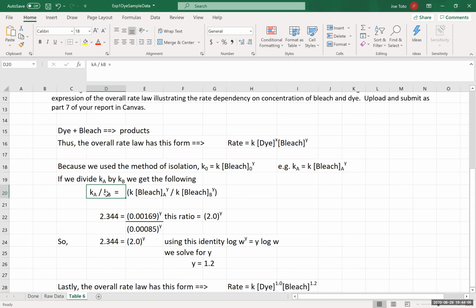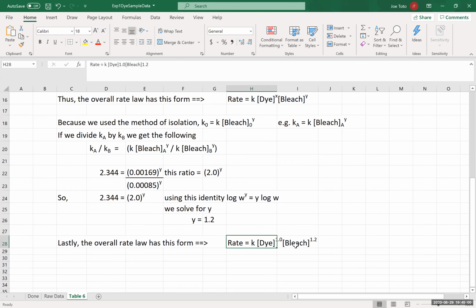So if I take the ratio of A, which is defined like this, Ka has to equal this K back here times the concentration of bleach in run A to the Y, right? And I divide that by Kb, which has a similar definition, that should look like this. And so when I do the division of Ka over Kb, I get 2.344 from my results. Here's the concentration in A over B. That ratio comes to 2, and it's to the y power. So I have to solve this for y, and I do so using the law of logs. And I get y equals 1.2. So that tells me that the overall rate equation looks like this.